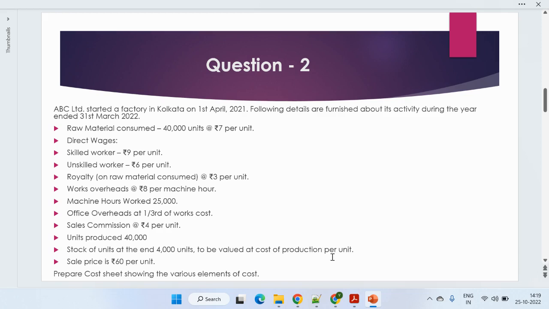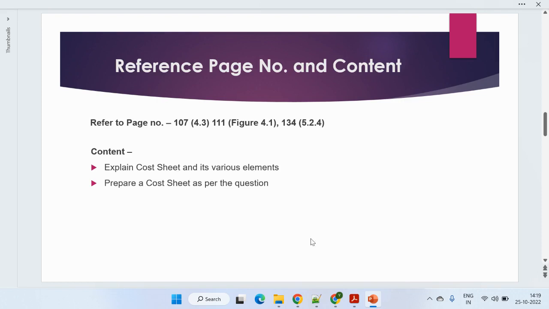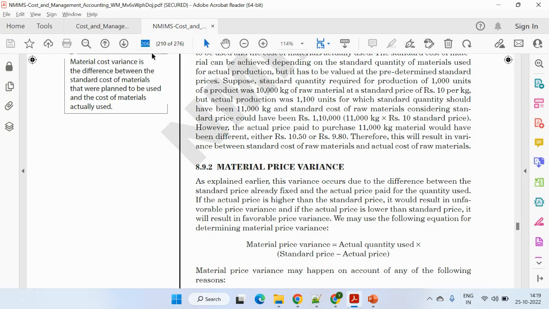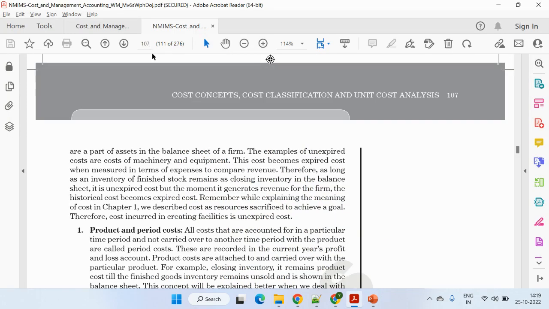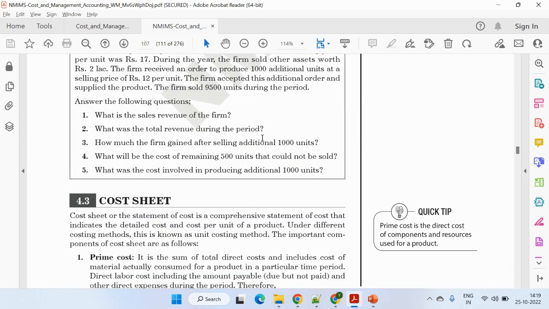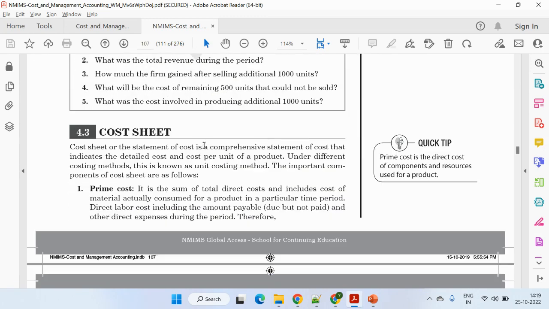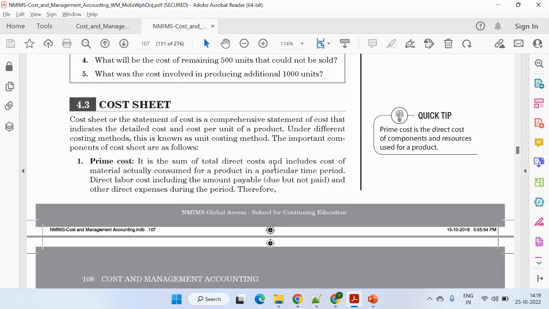So the page numbers being referred to are 107, 111 and 134. Going to page number 107, it's mentioned as the cost sheet. A cost sheet, or statement of product cost, is a comprehensive statement of cost that indicates the detailed cost and the cost per unit of the product. What are the various costs involved in this?